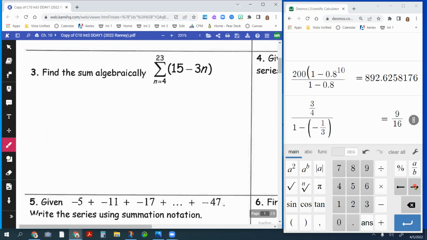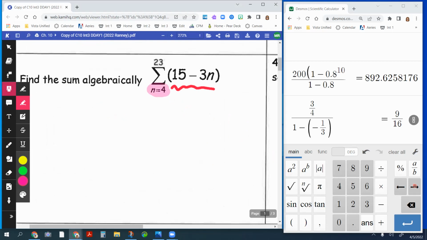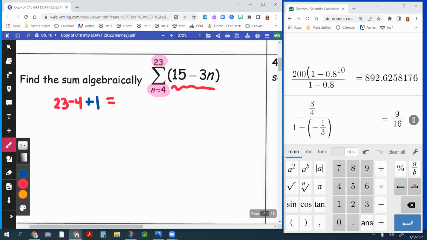On number 3, find the sum algebraically of this. Now this one is arithmetic. This is an arithmetic sequence here. And we also have to be careful because we're not starting at the first term, we're starting at the 4th through the 23rd, which really means when I'm doing this math and I'm adding this up, I'm going to have 23 minus 4, and then don't forget to add 1 because we got to count that 4. That's also part of this. And when I do that, 23 minus 4 is 19, plus 1 is 20 terms.